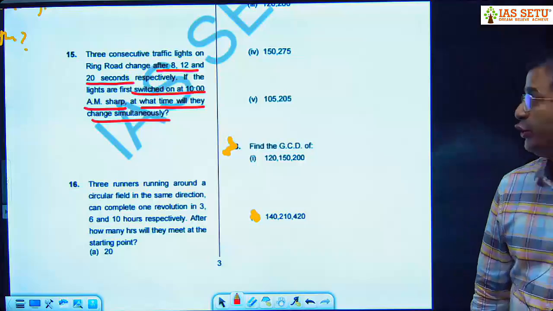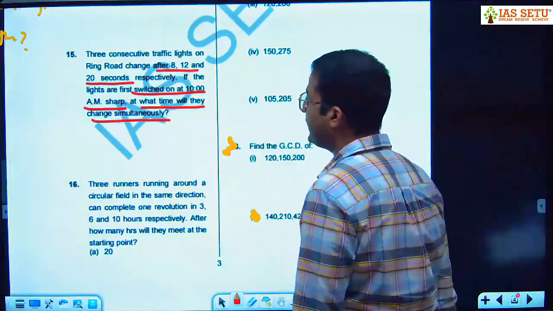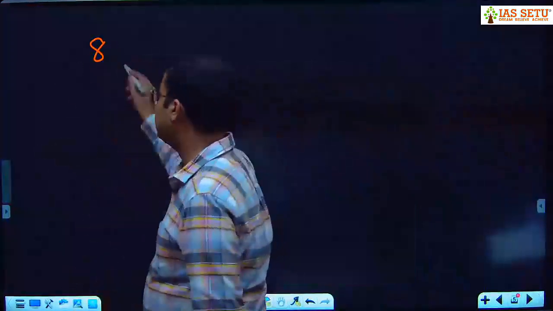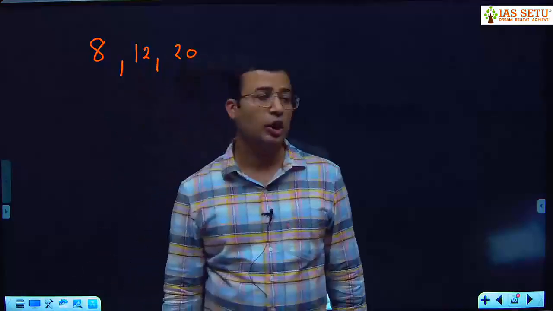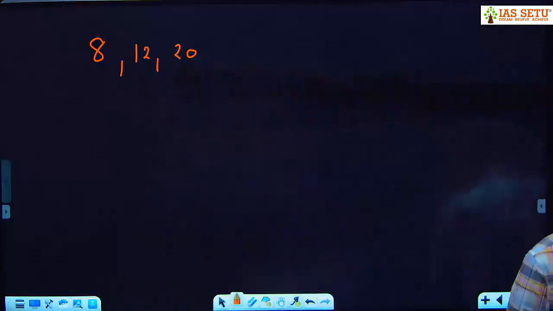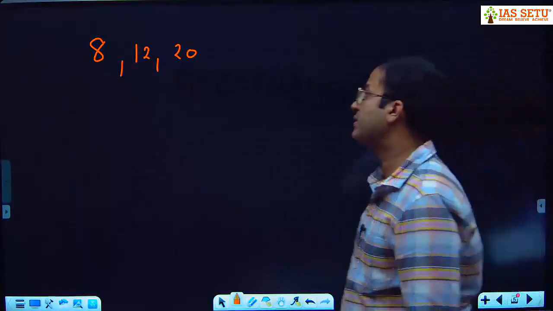So what we will do, these are the 3 lights, they change after 8, 12 and 20 seconds respectively. So the first light changes at 8 seconds, the second at 12 seconds, the third at 20 seconds. It means the first light at a multiple of 8, the second light at a multiple of 12 and the third light at a multiple of 20. We have to take the LCM, so we take the LCM here.